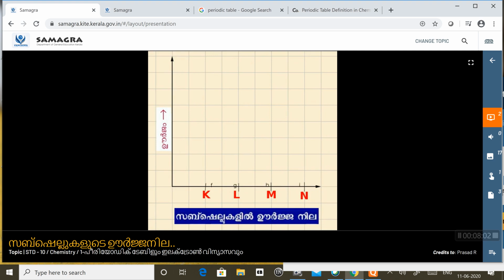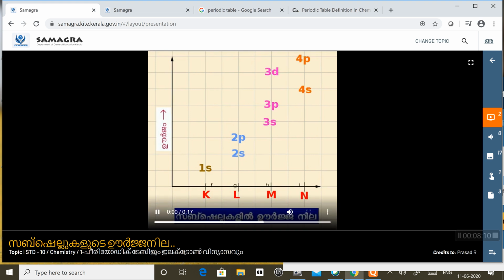K shell has the least energy. It has only one subshell, that is 1s. The L shell has 2 subshells, namely 2s and 2p. Then coming to the M shell, it has 3 subshells, namely 3s, 3p, 3d.